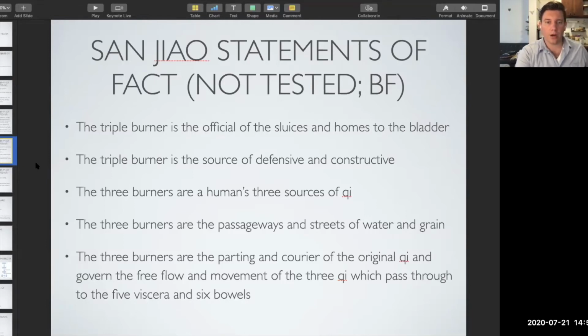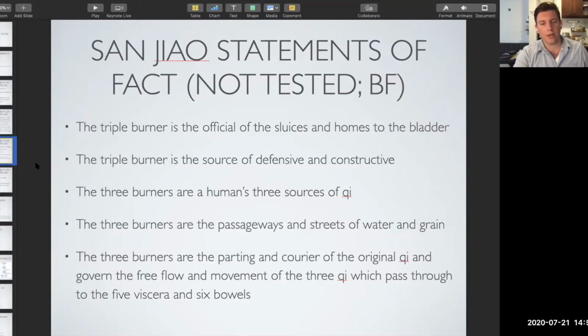The 3 burners are a human's 3 sources of qi. So in this case, I think what they're talking about are the 3 dantian in the body. You guys are probably aware of the dantian that's at Ren 6. There's 3 different ones, each one manifesting as one of the burners. The 3 burners are the passageways and streets of water and grain. This is how we move fluids and nutrition through the body. If we want qi and blood to move around, if we want the products of water and grain to move around, they move through the Sanjiao.